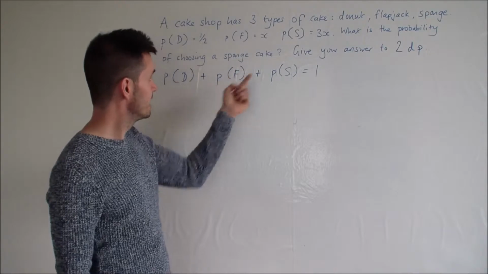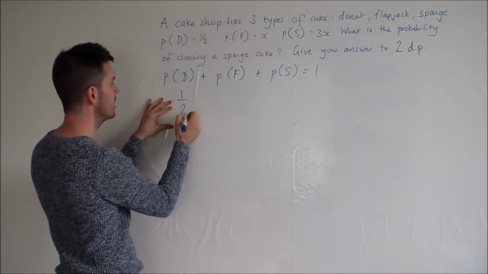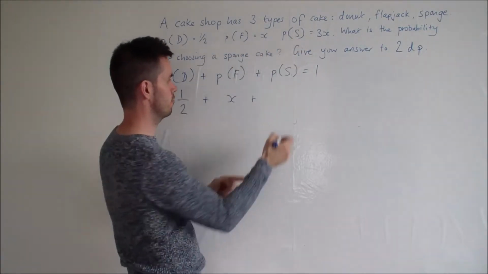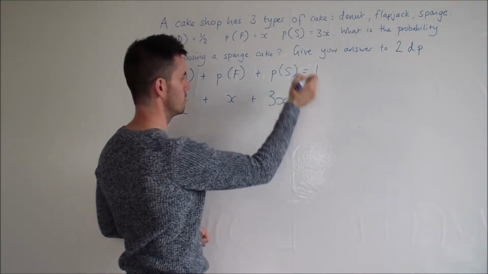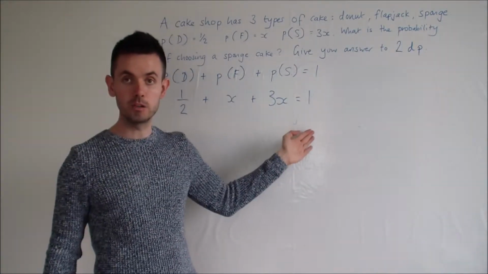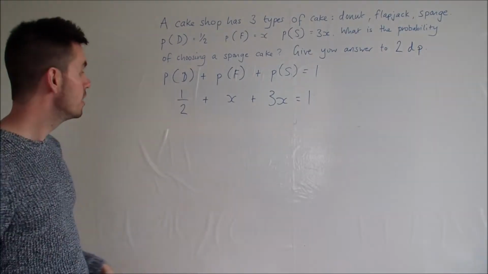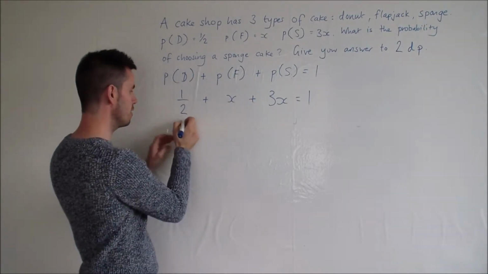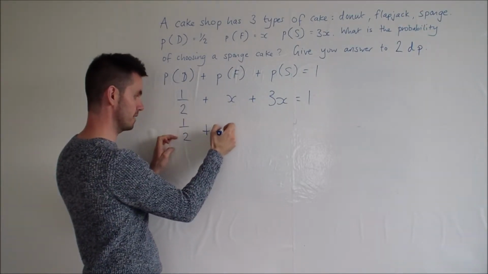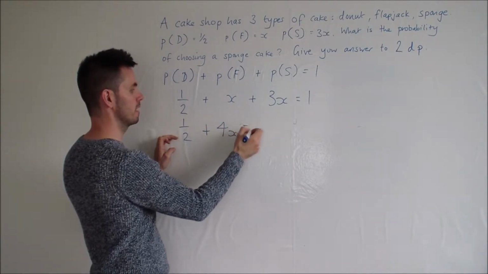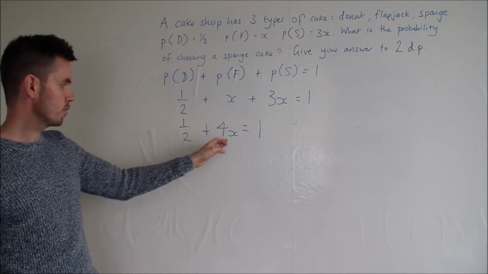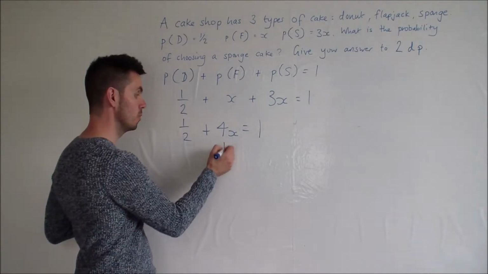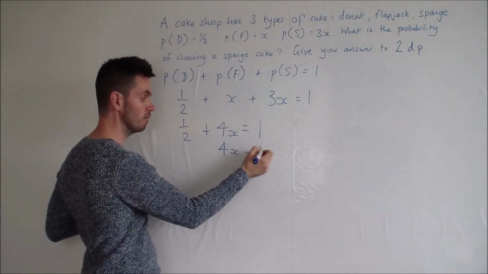And if we substitute in these values, we get a half, the probability of a donut, plus x plus 3x, which is equal to 1. And what do we have? Lo and behold, we've got an equation to solve for x, which we know how to do. So to simplify this, we can gather together our like terms. We have a half plus 4x equal to 1. Okay, a half plus 4x equal to 1. We're trying to get x on its own, so we can take off a half from both sides. We'll have 4x equal a half.